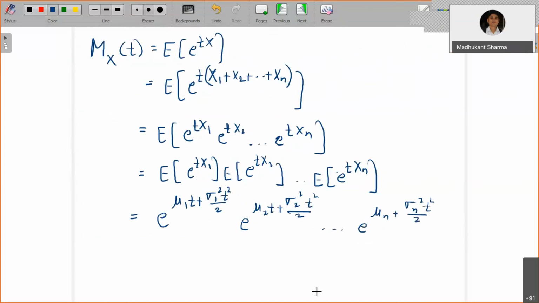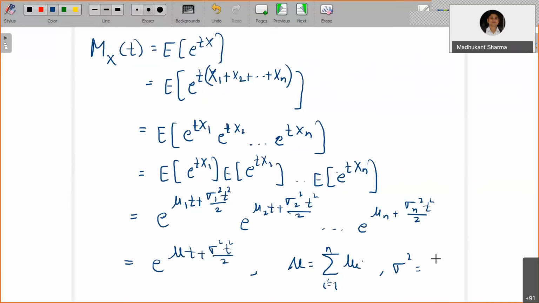And now if you conclude, this is going to be e to the power mu t plus sigma square t square by 2. Use the fact that you have e power a into e power b and so on. There's going to be e to the power sum of these arguments. So what is mu? Mu is the summation of mu i, i equals 1 to n. And sigma square is the summation of sigma i square, i equals 1 to n.